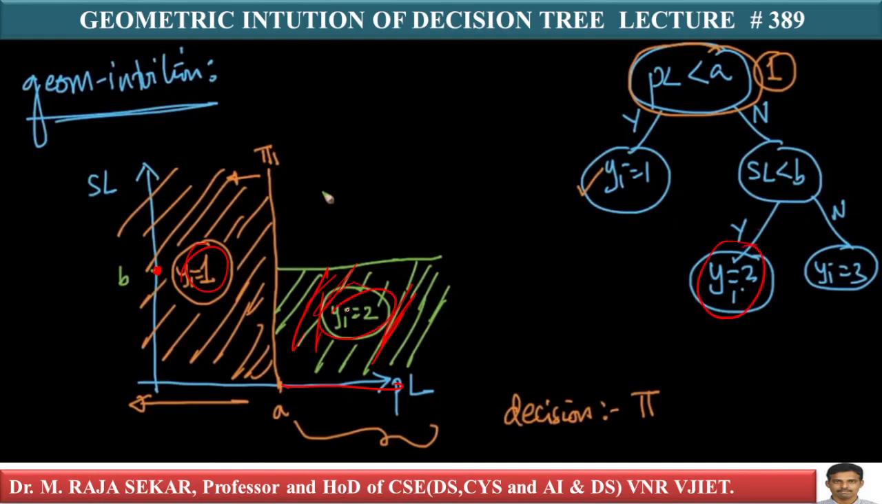If it is yes, yi equal to 2. If sepal length less than B, no. Sepal length less than B, no means what? What can I say? What is sepal length less than B? So this is the sepal length less than B means yi equal to 2, isn't it?